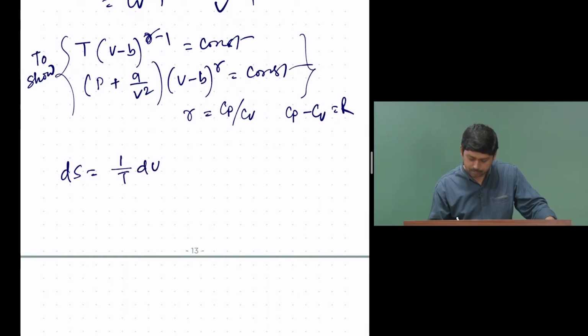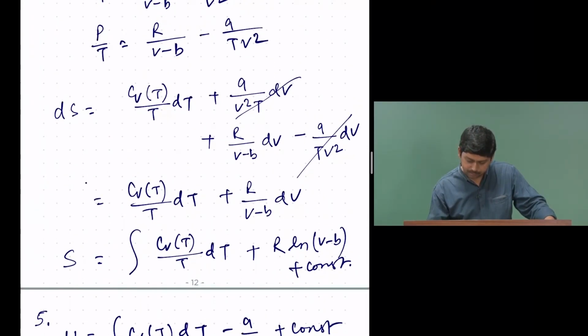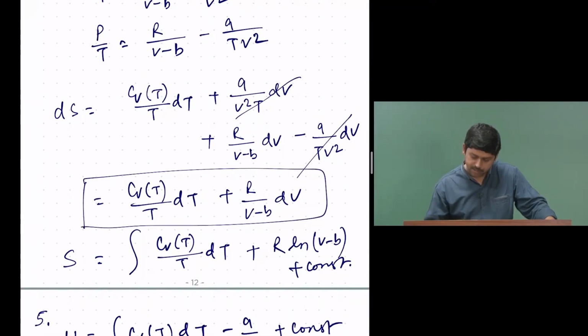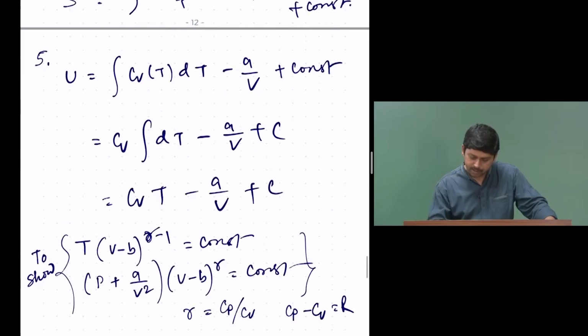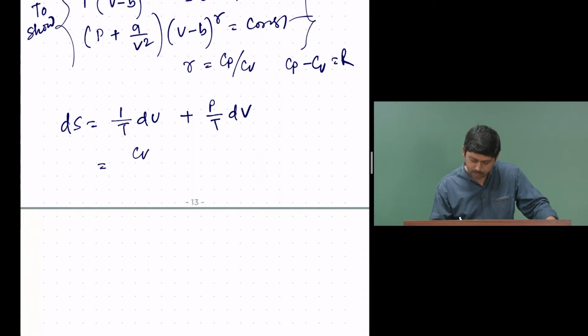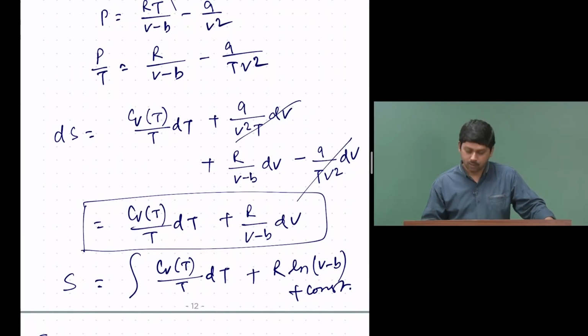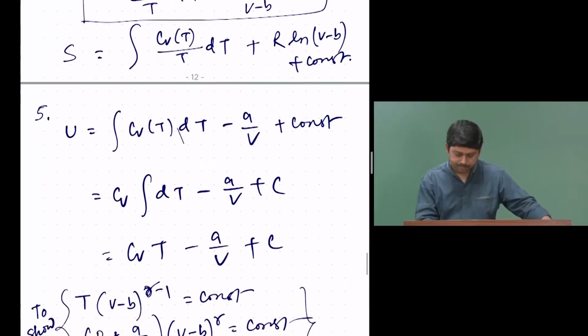So, if you do that, then again we can write the expression of ds as 1 by T du plus P by T dV. Now, 1 by T du we already know what it is. We can write this as ds equal to Cv by T dt plus R by V minus B dV. Okay. So, this we already got without any approximation for van der Waals gas.